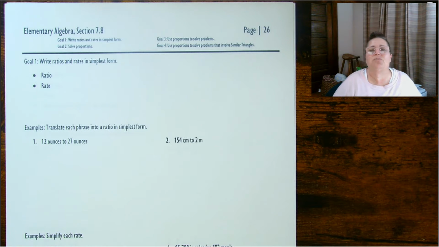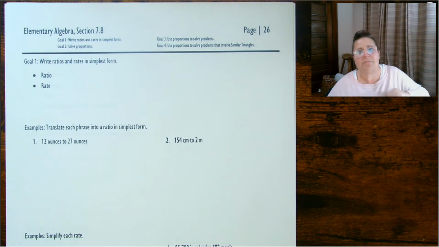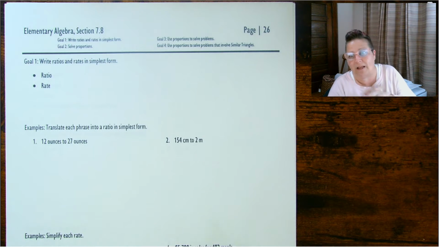We have just one section left to do in chapter 7. This particular section goes over some ideas about rates, ratios, and proportions. We're going to use the proportions to solve some word problems, and then we're going to use the proportions to solve some problems dealing with similar triangles.